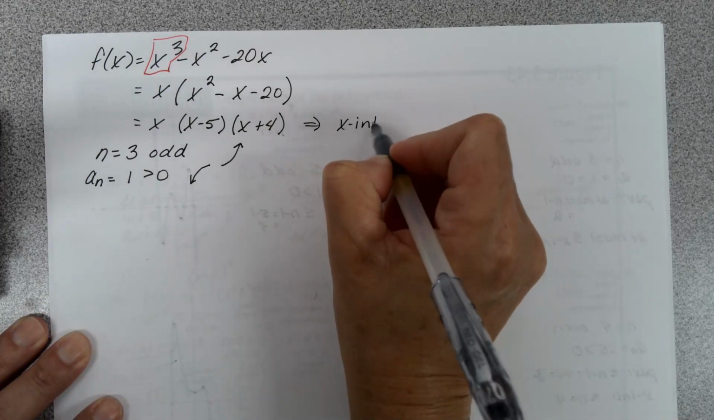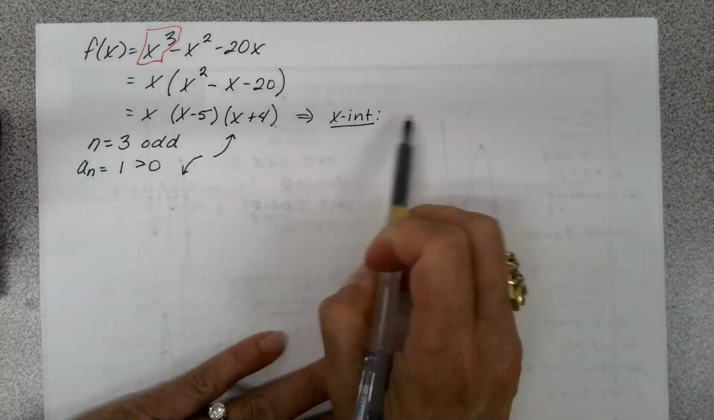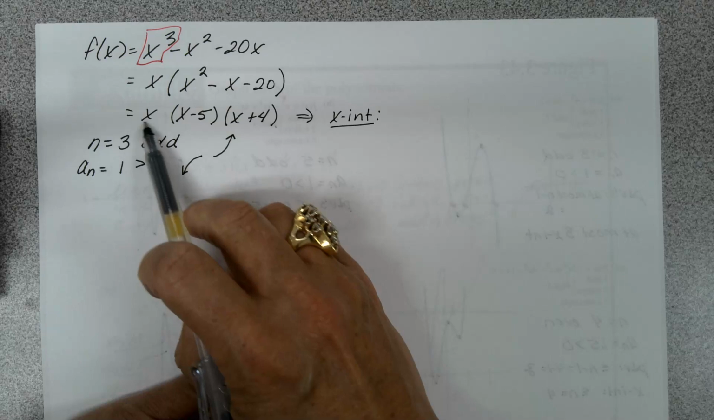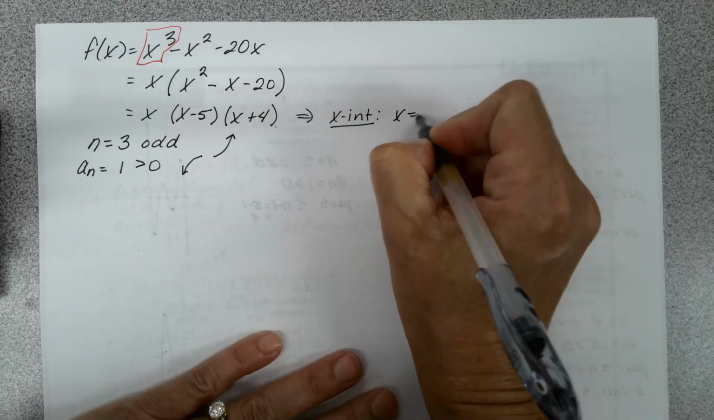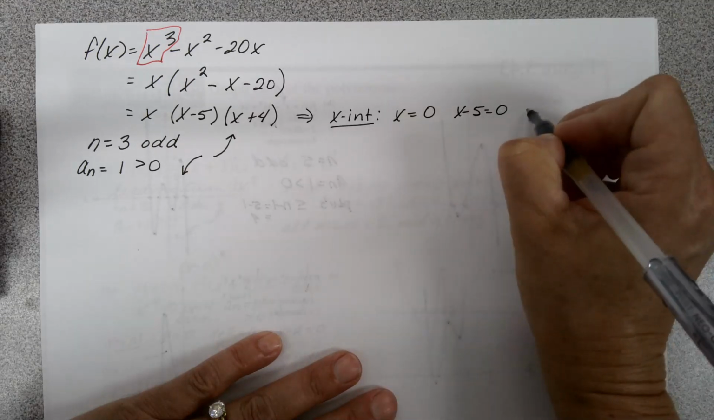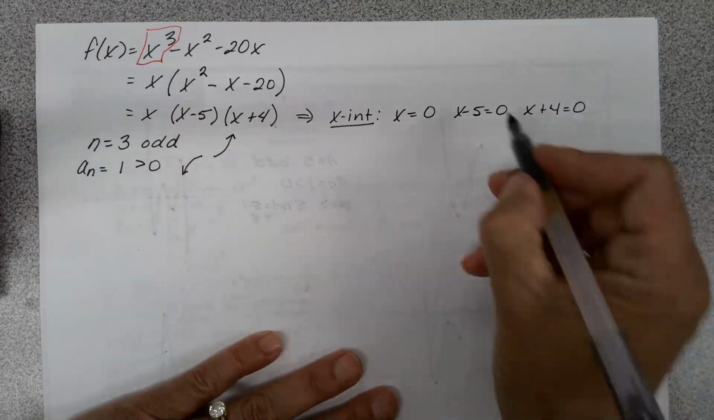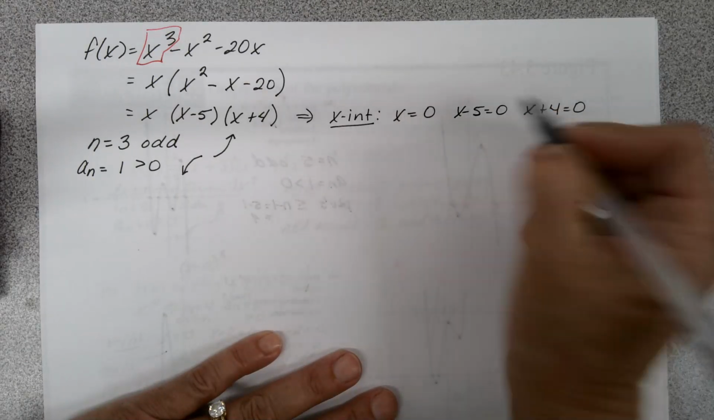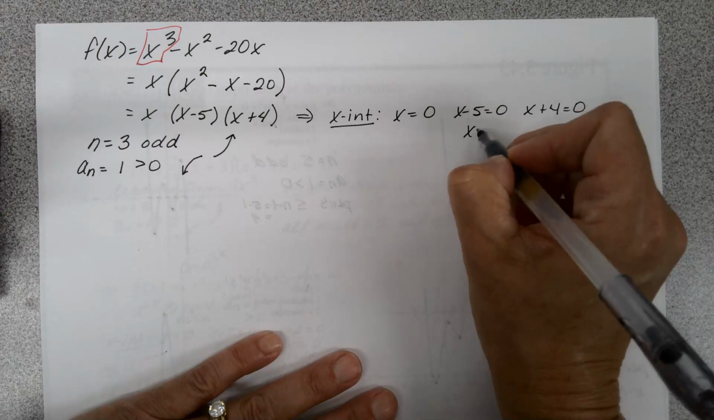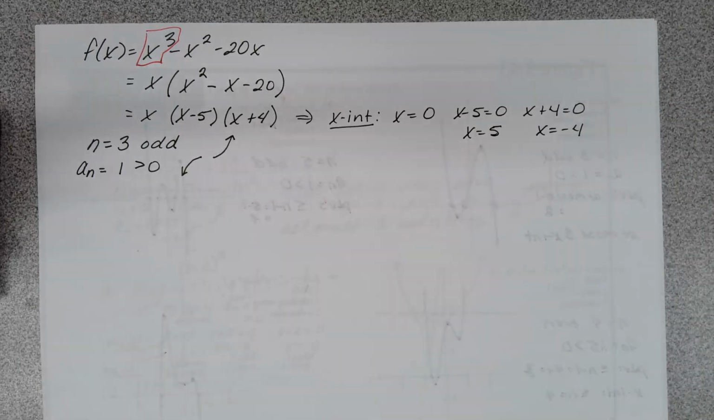From the factored form, that's where it's easiest to find our x-intercepts. Our function equals 0 if my first factor is an x equals 0, if x minus 5 equals 0, or if x plus 4 equals 0. X equals 0 is one x-intercept. If I add 5 to both sides, I'll get x equals 5. For the last factor, if I subtract 4 from both sides, x equals negative 4. Any questions on how we got those?